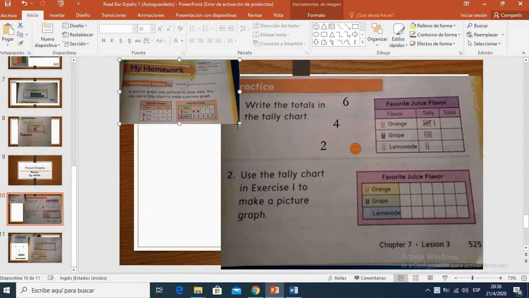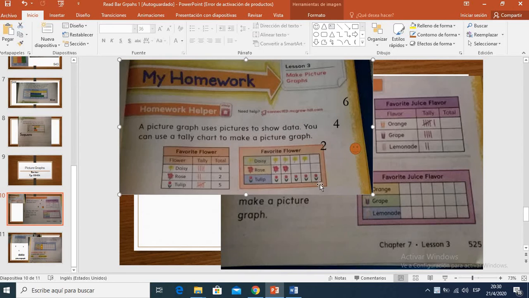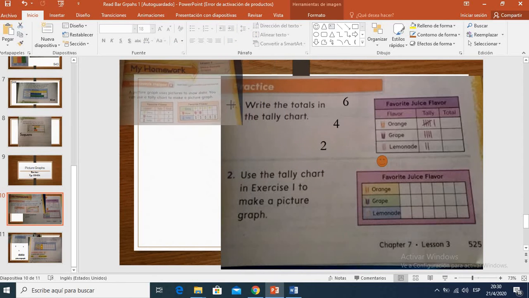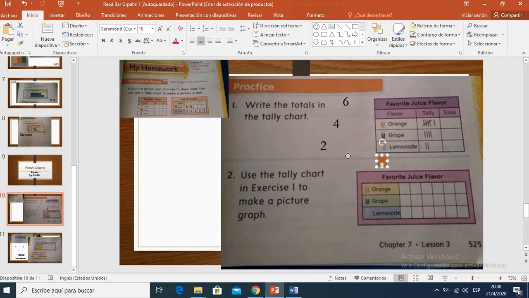Let's remember what a picture graph looks like. Remember, a picture graph is a graph that shows information, or the votes are shown with pictures. It can be the same picture, or you can use happy faces, stars, circles, or other shapes. Okay? So this is a picture graph. Just a reminder. We're going to work with the first exercise. It says, write the totals in the tally chart.